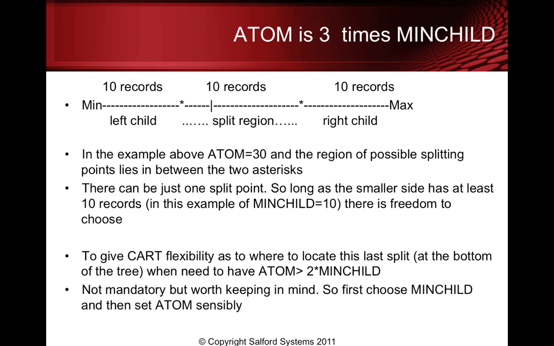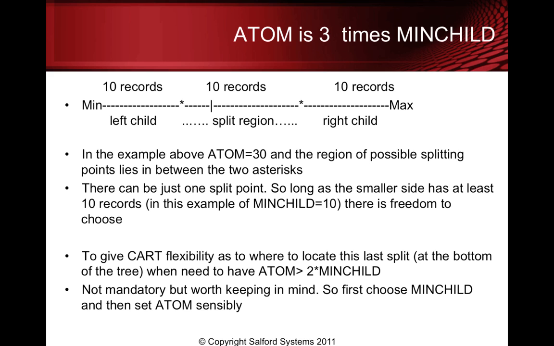So if we have, in this case, 30 records, which is 3 times the MINCHILD, we have a chance for some flexibility. If we had set ATOM to just twice MINCHILD, we would have exactly one place at which we could split using this particular splitter, and if that didn't work, then we simply would be out of luck. But with 3 times MINCHILD, we have a little bit of flexibility.